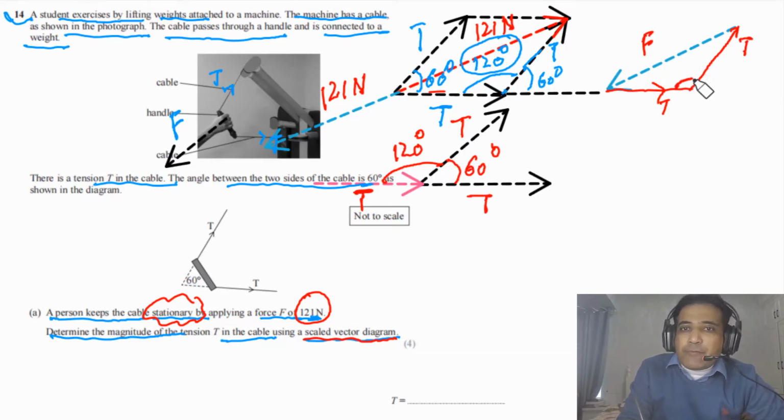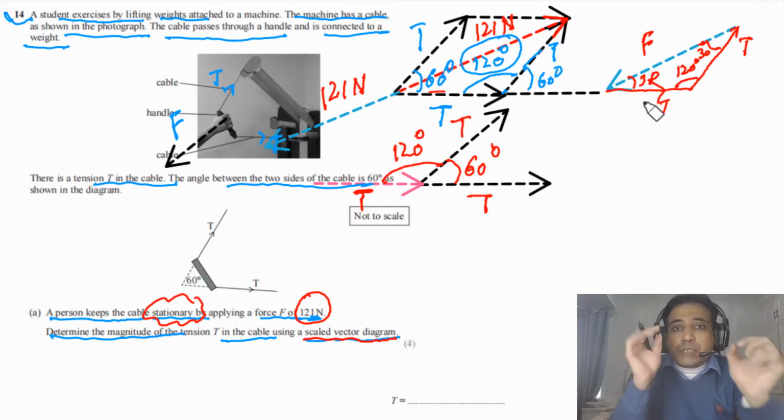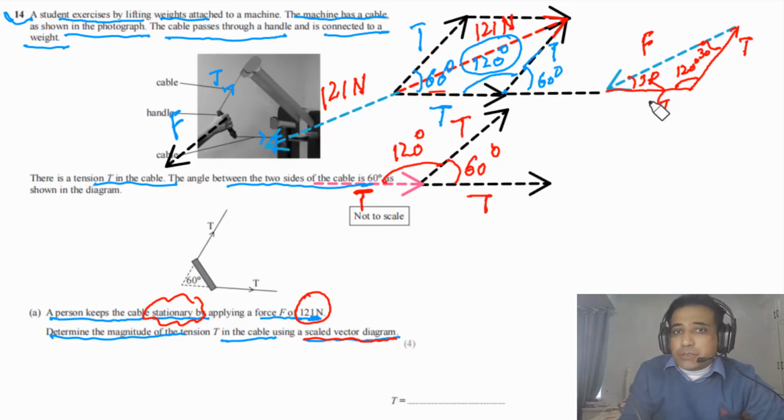So this angle we have found, this angle is 120 degrees. If this angle is 120 and these two sides are the same, so it means this angle has to be 30 degrees and this also has to be 30 degrees, because the sum of interior angles of a triangle is equal to 180 degrees. We have these two vectors, they have the same magnitude, and we have the magnitude of this force.